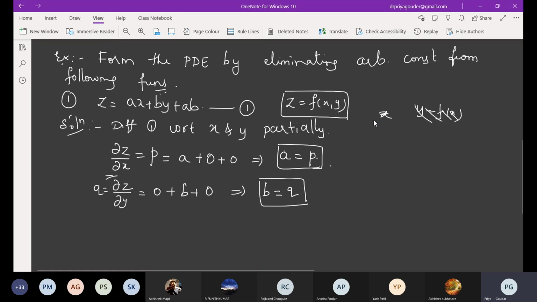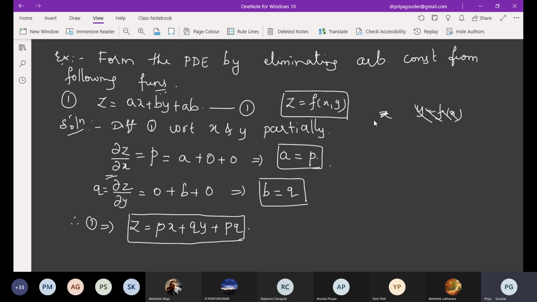Therefore, equation 1 becomes z equal to Ax plus By. A is P, so Px plus B is Q, y. Tell me, are there any arbitrary constants in this? No, so it is free from that.